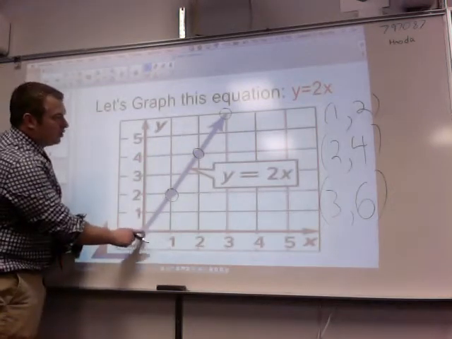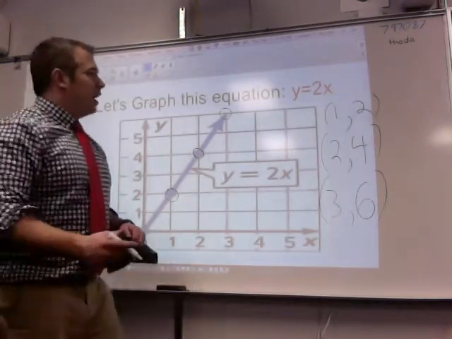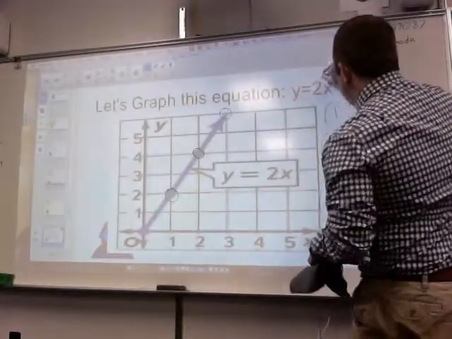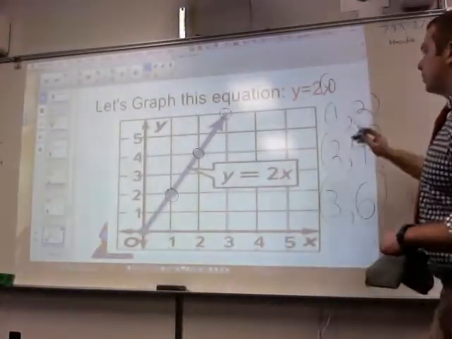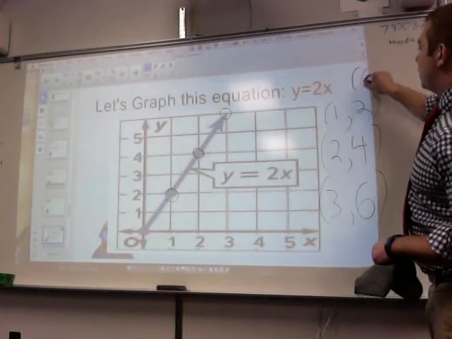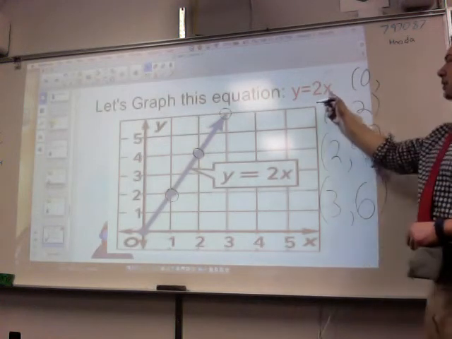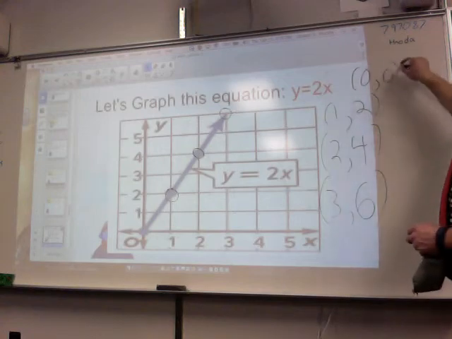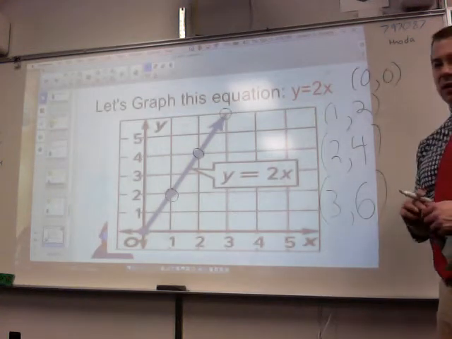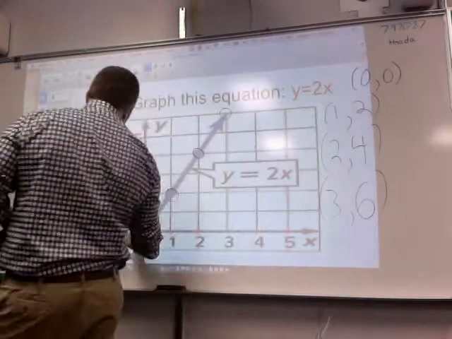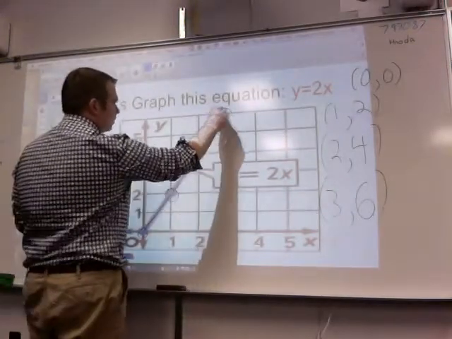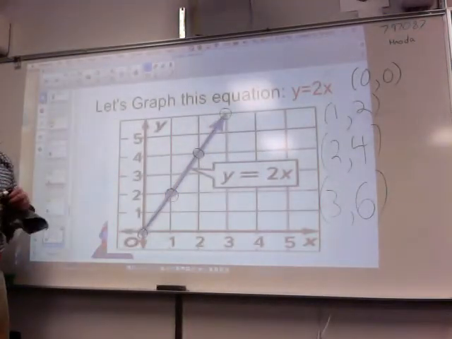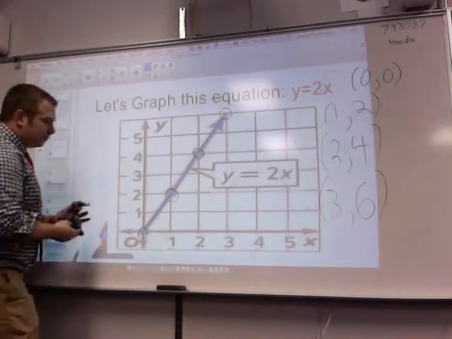Now, how did I start at 0, 0? Well, let's see. If I plug in 0 for my x, sorry, I should probably write over here. If I plug in 0 for my x, what's 0 times 2? Well, it's equal to 0. So my first coordinates are actually 0, 0. And there it is right there. And you can connect your dots. And there we have our graph, our linear equation.